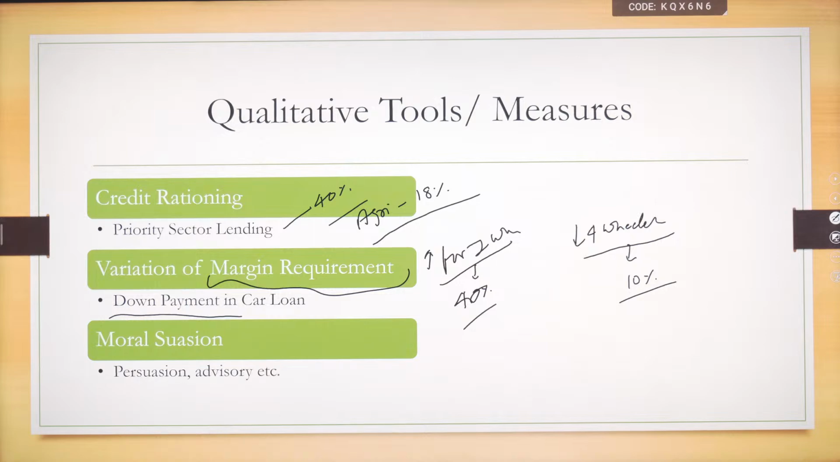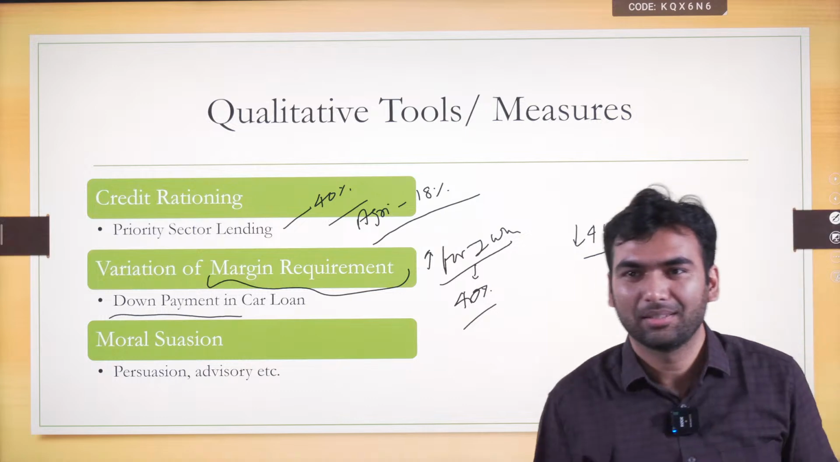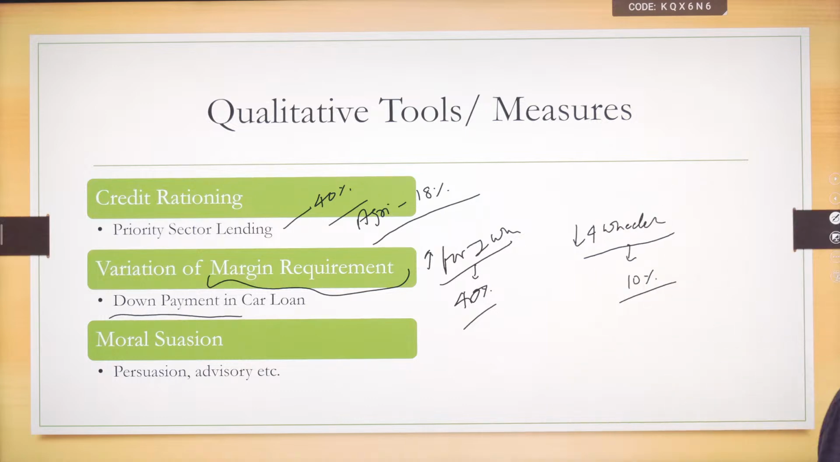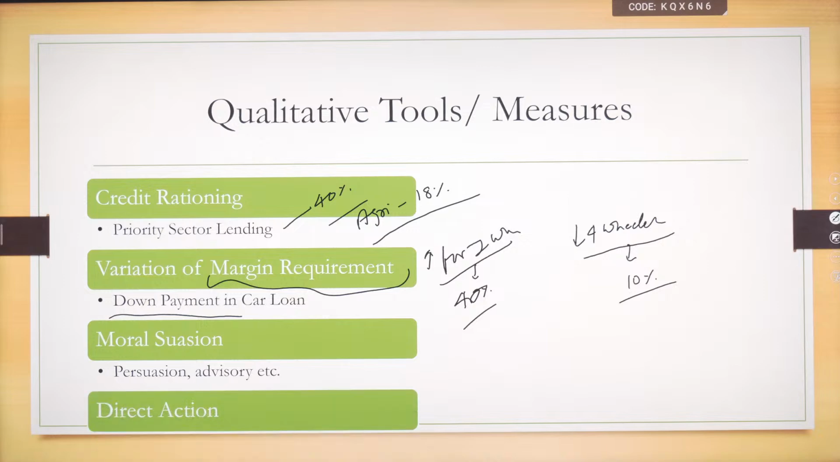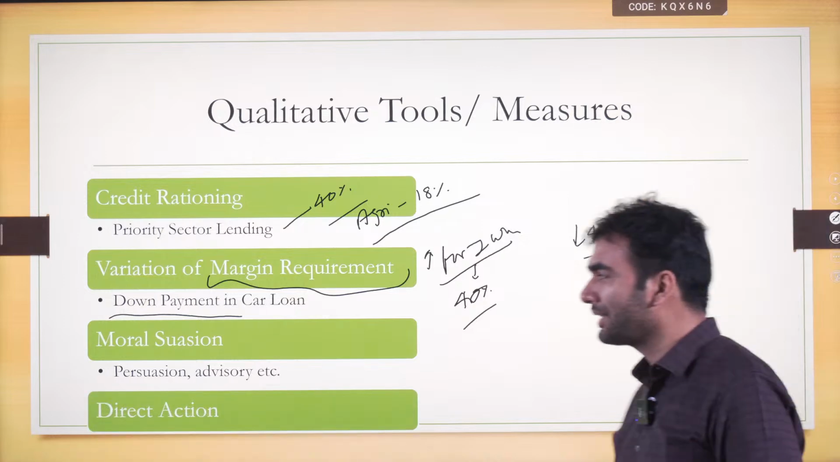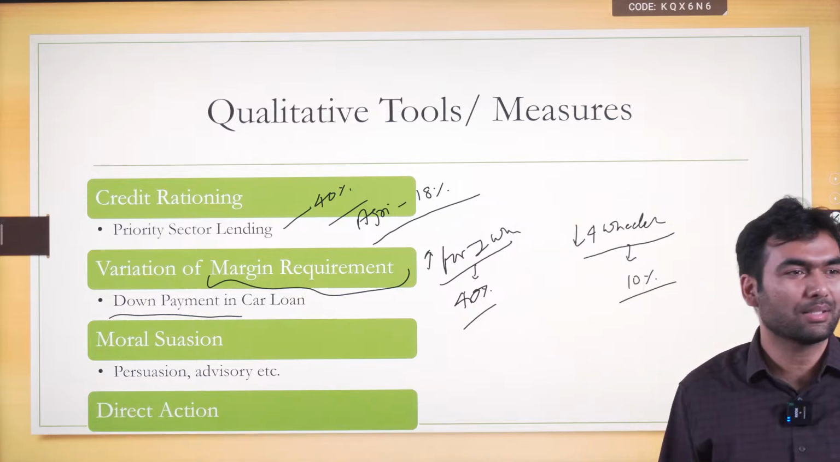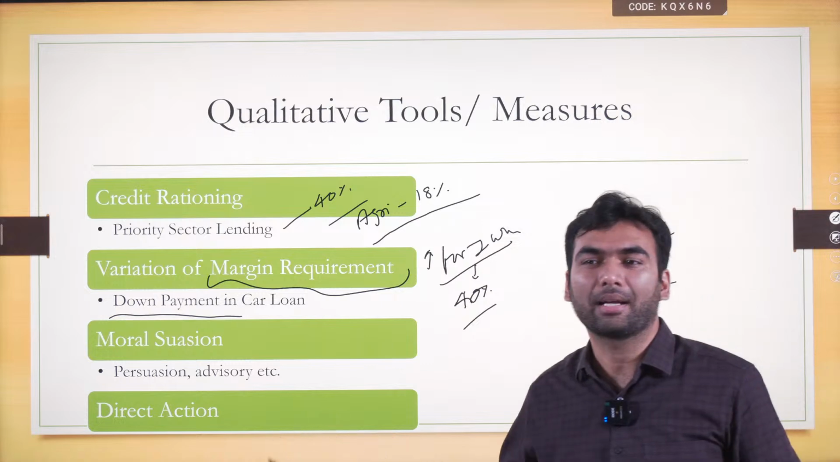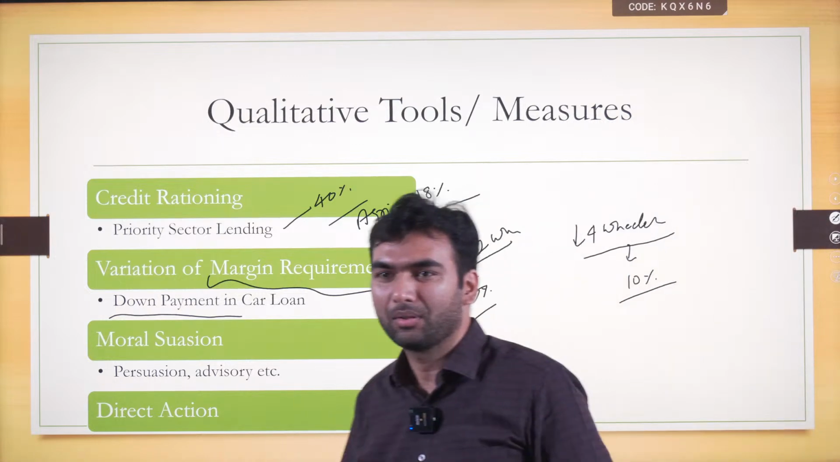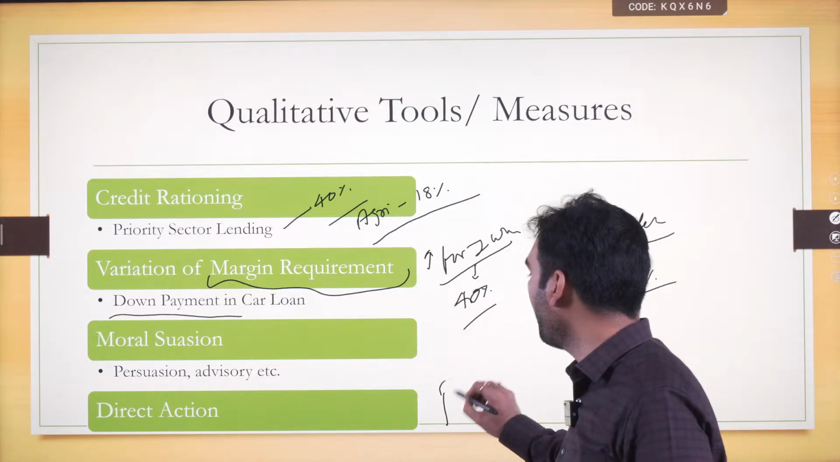Persuasion, advisory, etc. If you work in the banking sector, RBI advisories keep coming every week. RBI writes a letter to all the banks. Sometimes banks will listen to this advisory, sometimes they will not. So there can be a direct action as well, for example, prompt corrective action.